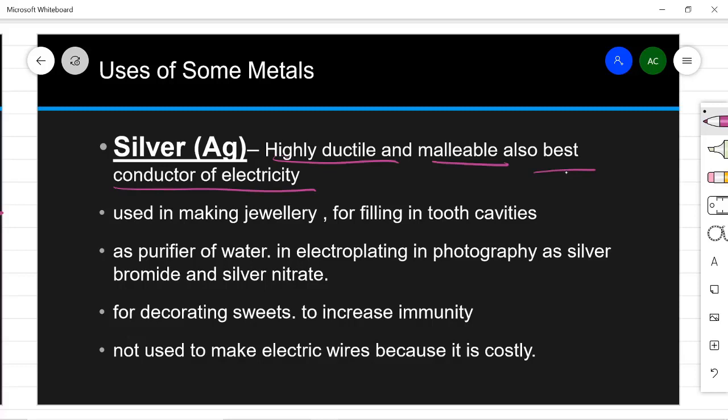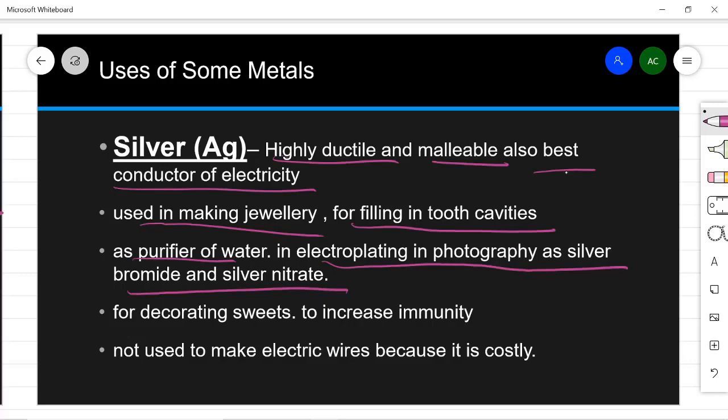Silver is more reactive than gold, that is why you have seen silver turns black, because it is reactive. So, it is used in making jewelry, for filling tooth cavities, as I told you in the last slide, it is mixed with gold to fill the cavities, and it is used as a purifier of water, and it is also used in photography as silver bromide and silver nitrate. These are the two compounds which are used in photography, and because these are silver compounds, silver is used in photography.